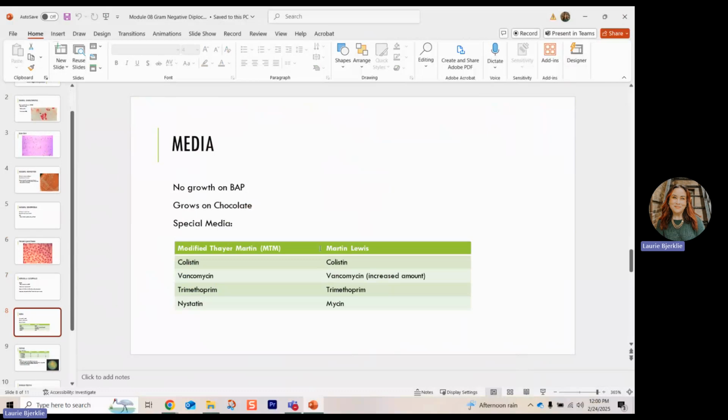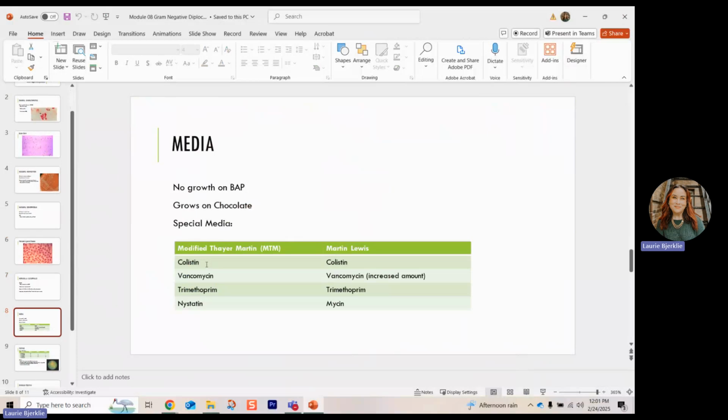So we have modified Thayer-Martin and Martin Lewis agar. Both of these are used to screen for Neisseria. In these agars, they are both chocolate-based agars that have a bunch of antibiotics in them, and the antibiotics ensure that nothing else really is growing except the Neisseria. So in the Thayer-Martin, it has colistin, which inhibits gram-negatives from growing. So it'll inhibit all the other gram-negative rods from growing.